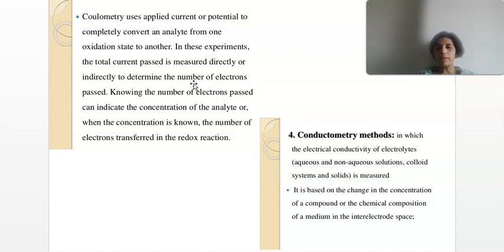Then in the next class we are going to start with conductometric methods, where we are going to discuss their titrations, and further in detail the definitions we have discussed till now, in the next video lecture.